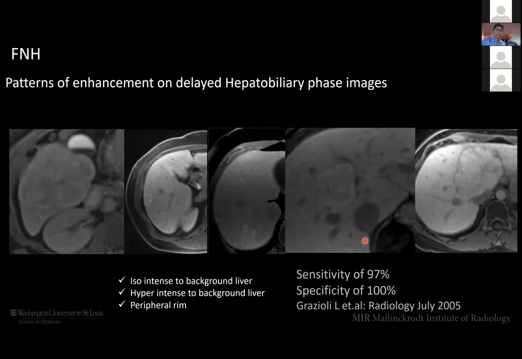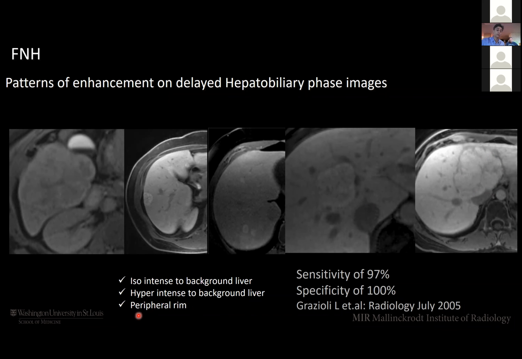Oh, and there's a typo here. The entire lesion is picking up contrast in the background liver. Those are the 3 patterns of enhancement. So lesion iso-intense to the background liver, the lesion hyperintense to the background liver, and the third one is the peripheral rim.